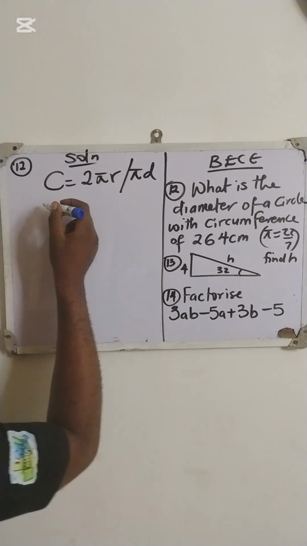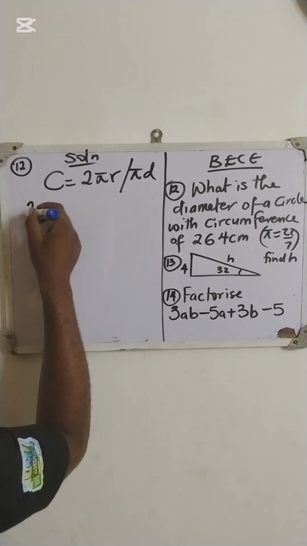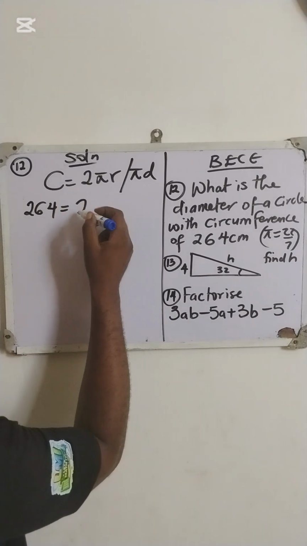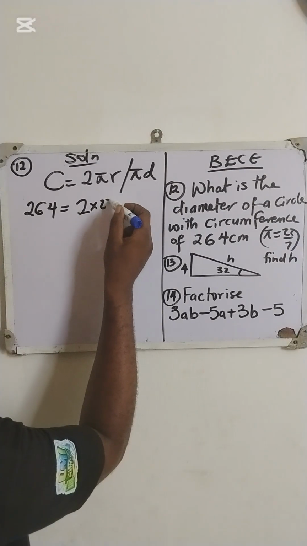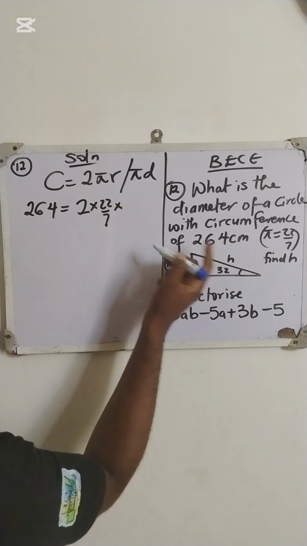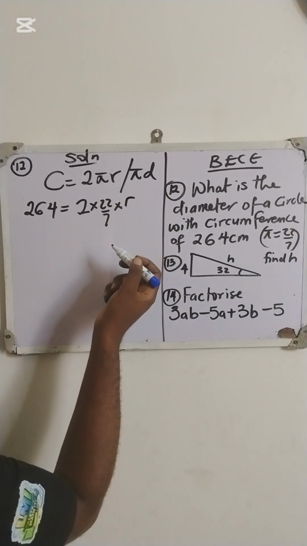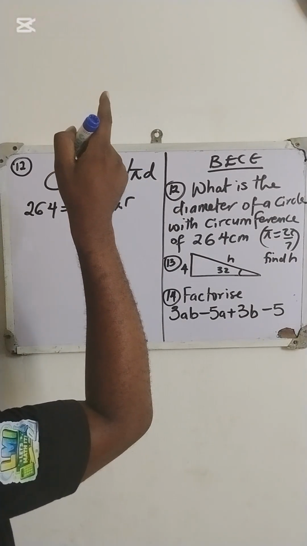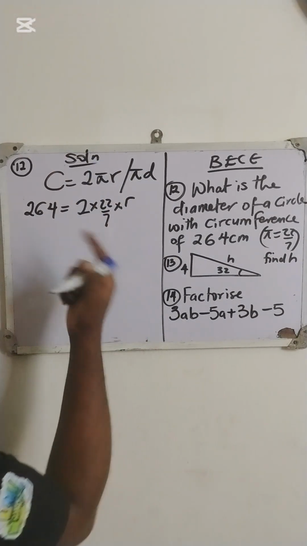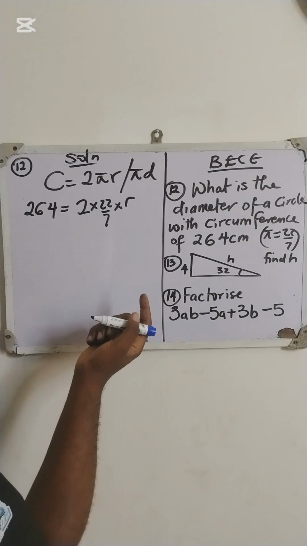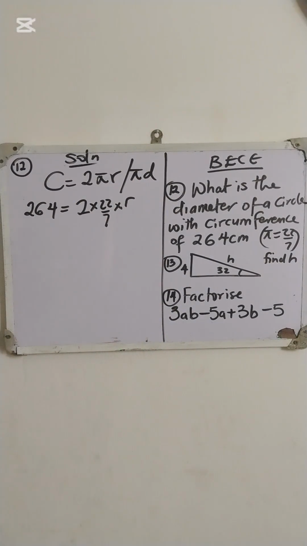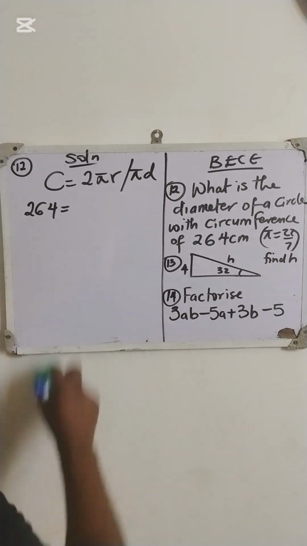So now circumference is given as 264 equals... we are not using 2 pi. Okay, let me just use it: times 22/7 times r. R we don't know. By the time we get our r, we now multiply by 2. So it's really not worth it because we can just use pi d. So let's just use that.